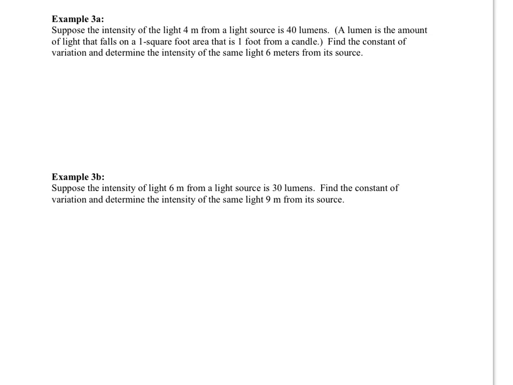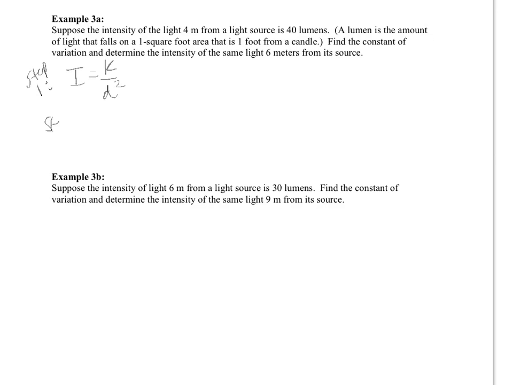Okay, so we said it was I equals k over d squared. So example 3a. Suppose the intensity of the light 4 meters from a light source is 40 lumens. A lumen is the amount of light that falls on a 1 square foot area, that is 1 foot from a candle. Find the constant of variation and determine the intensity of the same light 6 meters from its source. So step 1 I already did for you. That was the general equation, I equals k over d squared, which they gave you.